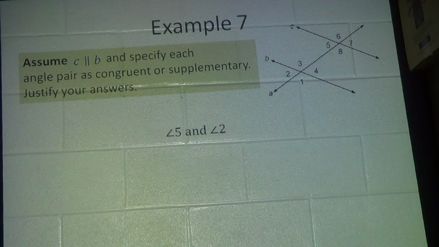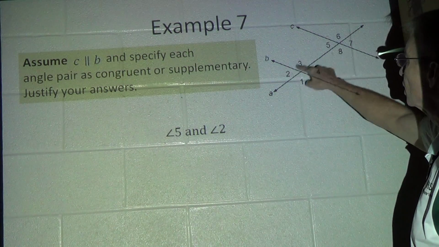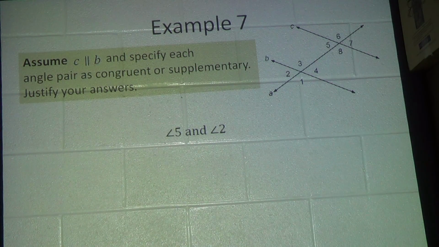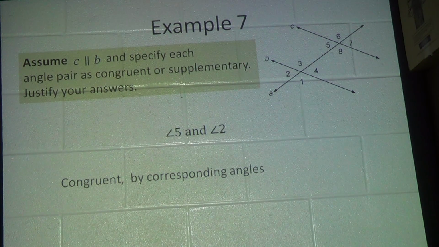Okay, example 7 is talking about angle 5 and angle 2. These two right here. The relationship they have is called corresponding angles, and we were told that by postulate the corresponding angles have to be congruent when there's parallel lines involved.